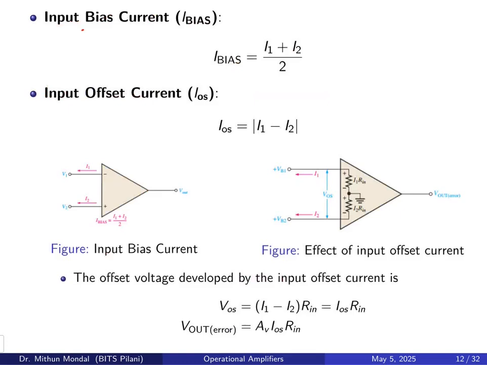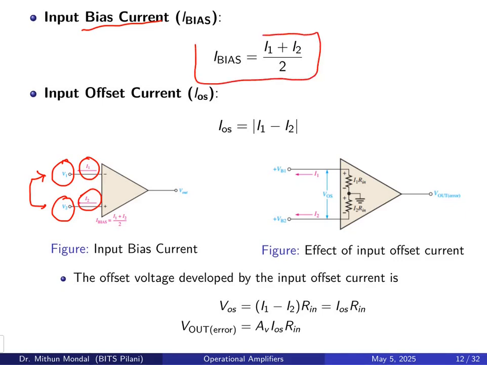Now we have the concept of bias current. So when we have given the input, which is differential input, in the inverting and non-inverting terminals of the op-amp, then the current will flow, I1 and I2, in the inverting and non-inverting terminals. So the bias current is the average of that, (I1 plus I2) divided by 2. Whereas the offset current is the difference of the two currents, |I1 minus I2|, with the mod indicating that we are taking only the positive value of the offset current.